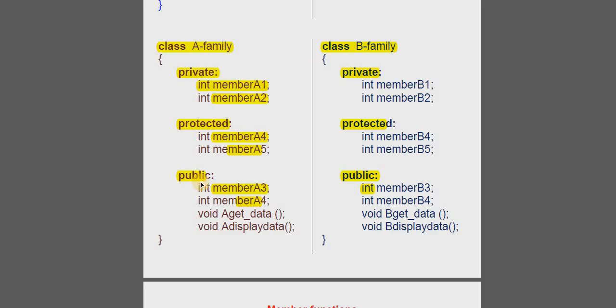Okay, next, public. For example, in the public section of class A Family there are two variables, A3 and A4. These two variables are written in the public section. What happens by writing them in the public section? These two variables become public. Public means anybody can use these variables. A Family can use these variables and B Family can also use them. So public variables are ready for use by anybody. Any class can use these functions.